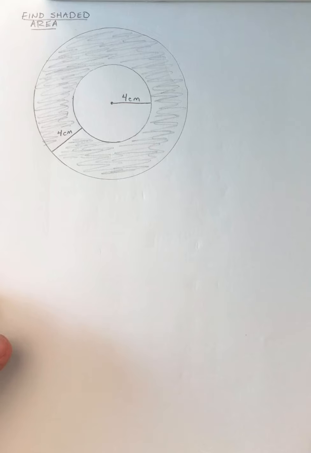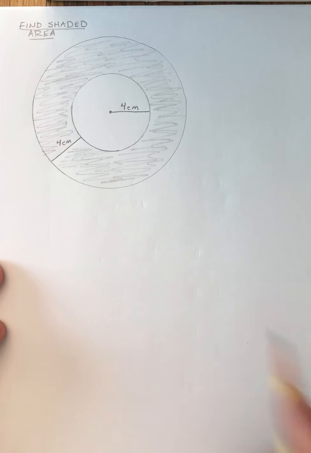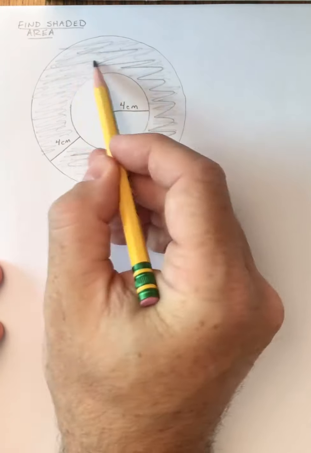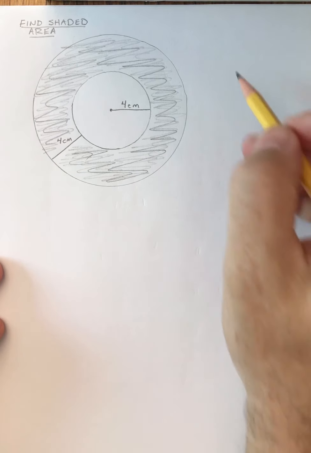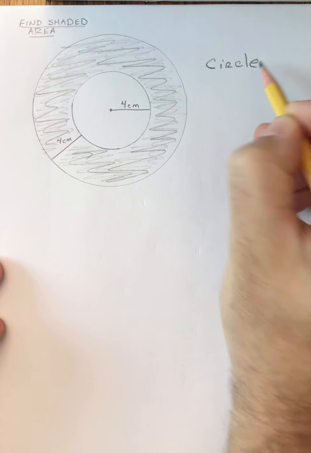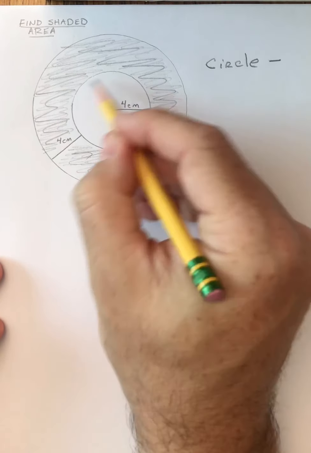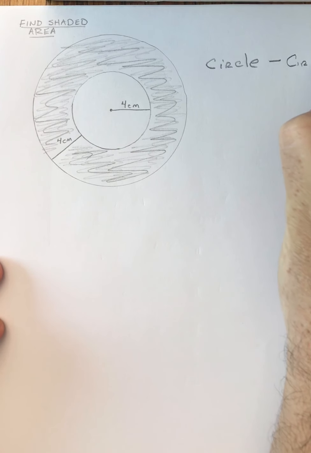Next problem. Here we're finding the shaded area. It looks kind of like a donut shape. It's the area between two circles. If you want to describe it, and this may help you in making your plan, it's the area of a large circle, pretend this entire circle, including this area, minus the area inside. So it's a circle minus an inner circle.